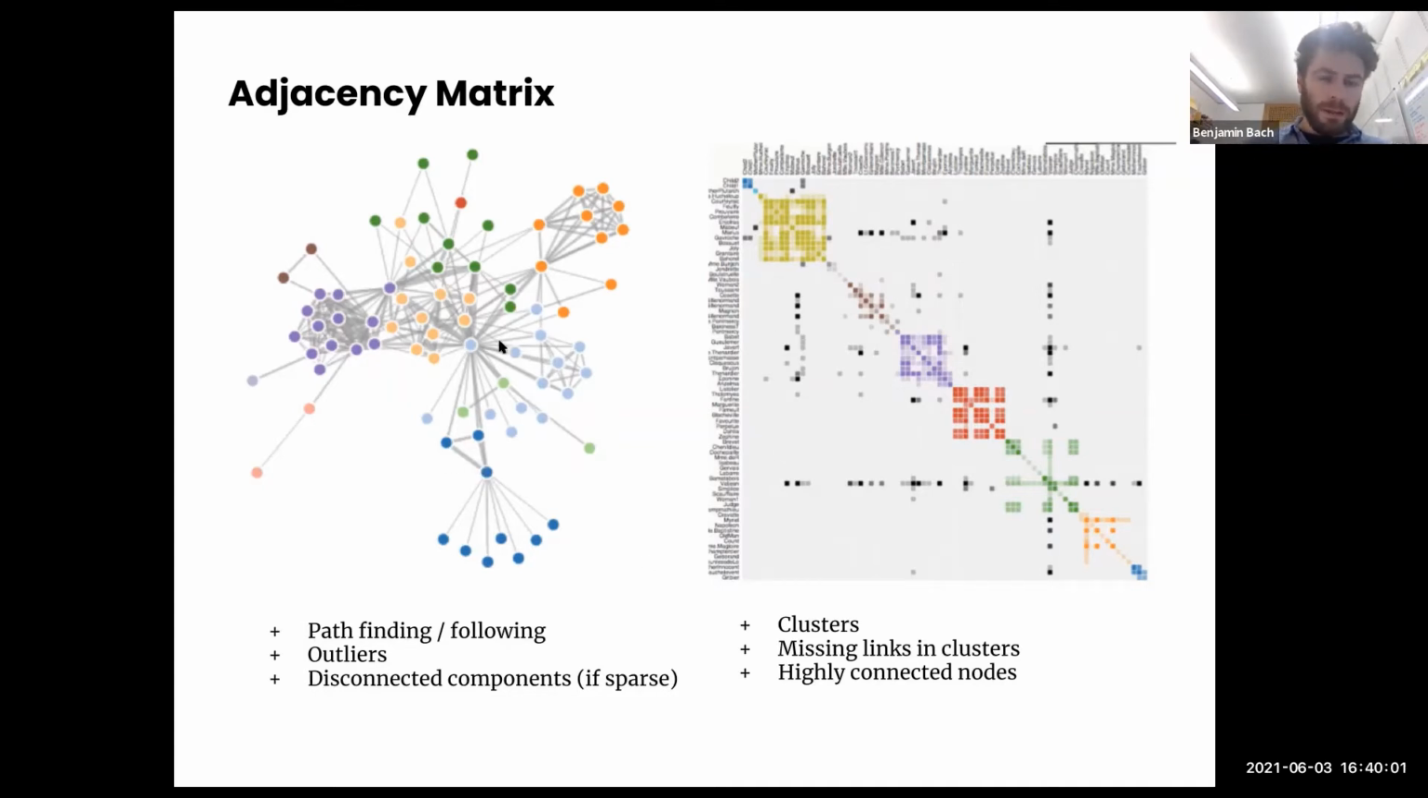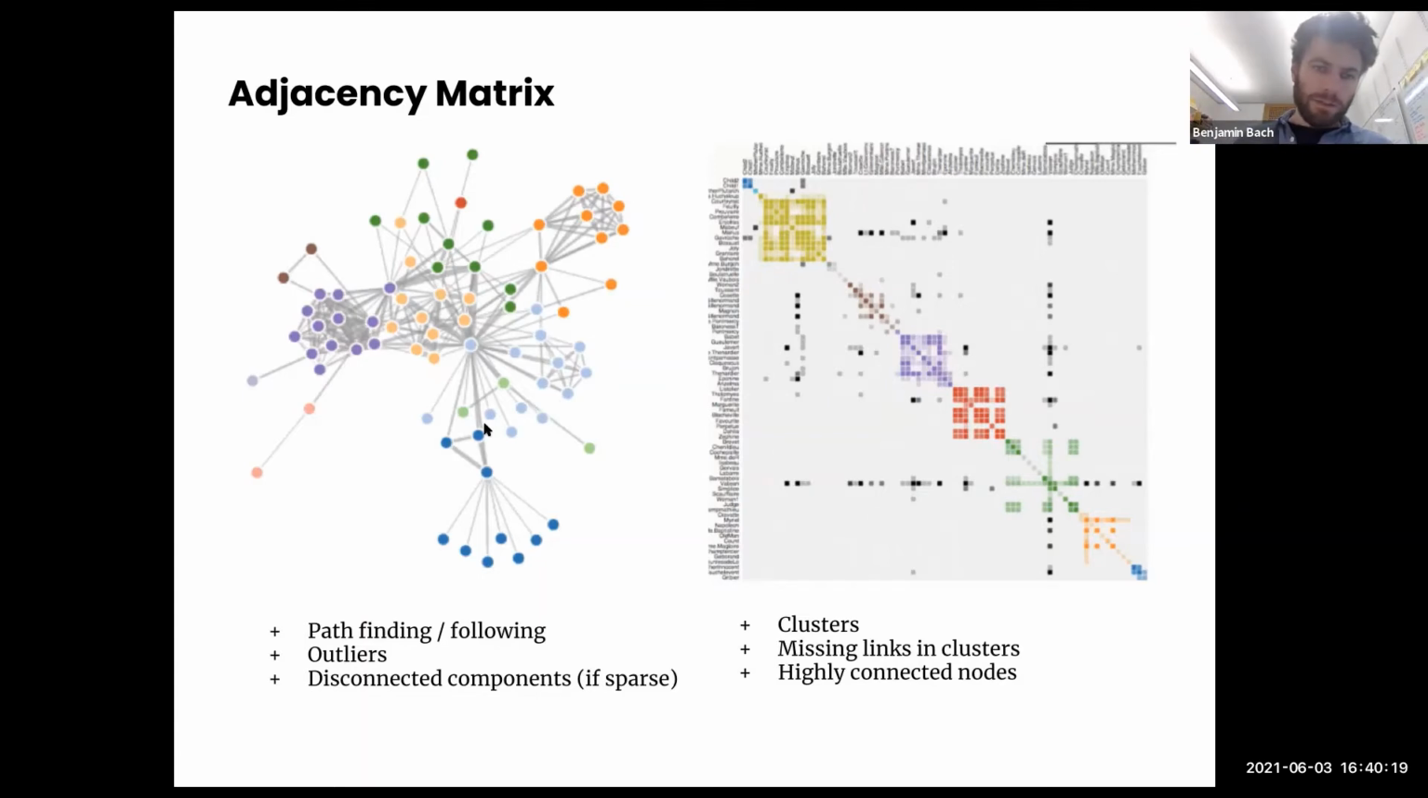But of course, in node link diagrams on the left, it's easier to follow paths. So to see how do I get from this node to this node, it's easy to see that you need to go through this node, which is kind of a pain if you want to do the same task in a matrix.